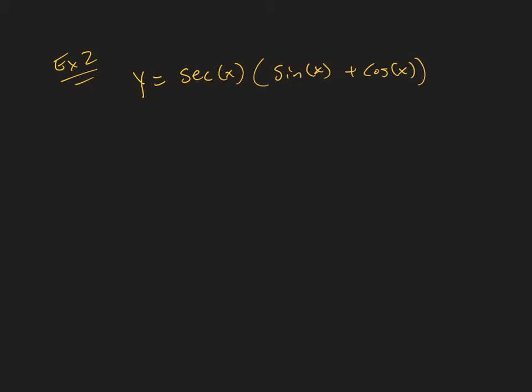So in example 2, we're going to look at the function y equals secant of x times the quantity sine of x plus cosine of x. There's a couple of different ways to attack this problem. One way would be to imagine this as a product, where it's the secant of x times the sine of x plus the cosine of x. And you could run through the product rule to do that.